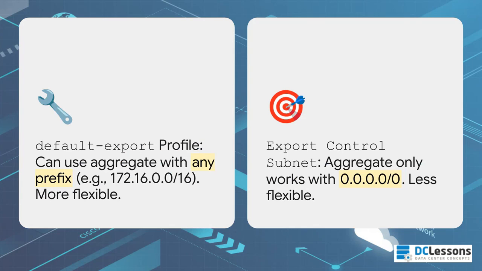But this brings us to a really important trade-off. The default export profile, the route map method, is way more flexible. You can use that aggregate option with any summary route, like say 172.16.0.0/16, to just export routes from within that block. The export control subnet method, on the other hand, is more rigid. That aggregate checkbox only works with 0.0.0.0/0. That's a huge difference to keep in mind when you're designing your network.